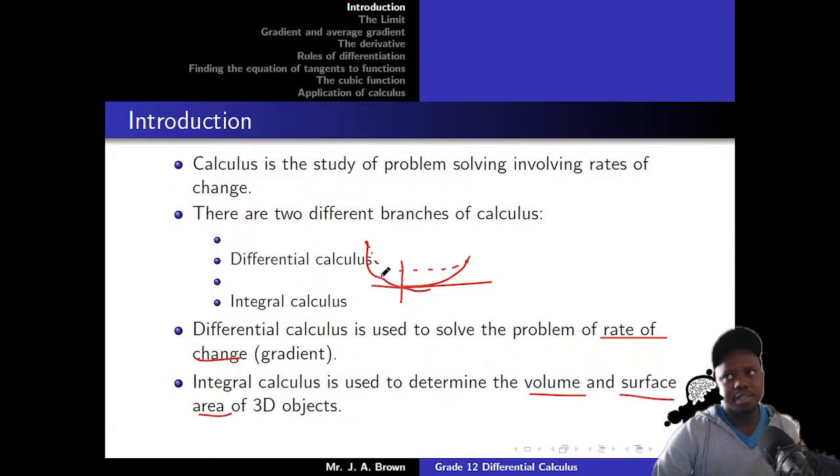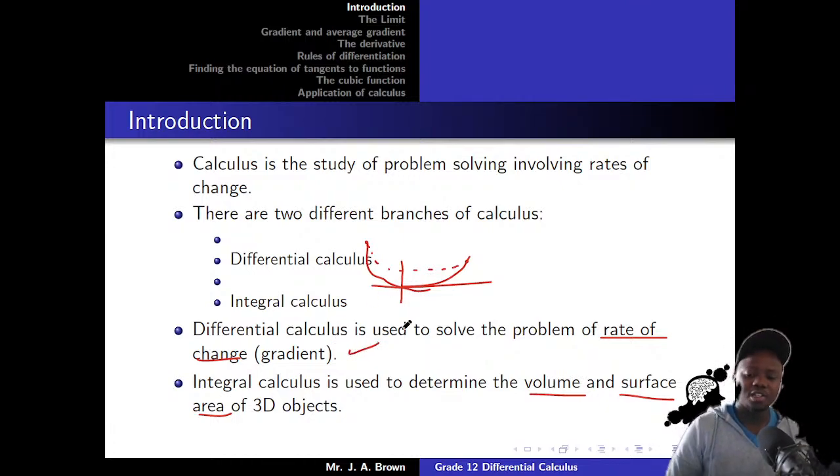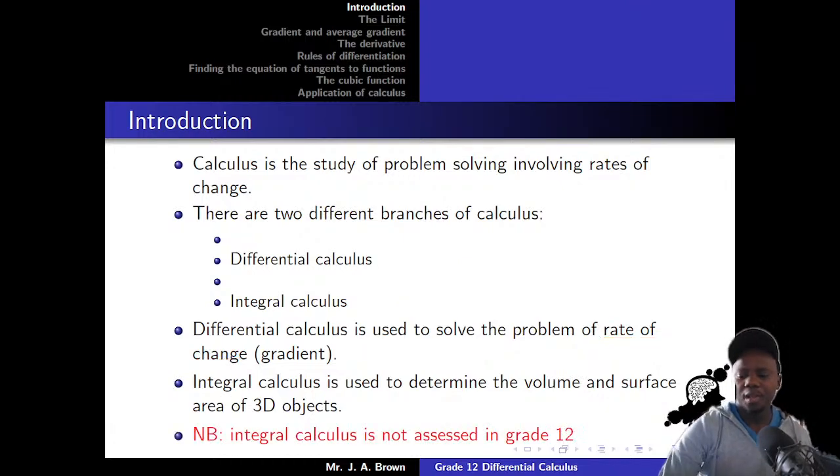Fortunately for you, or should I say unfortunately for you, integral calculus is not assessed in high school. In high school, you're only doing differential calculus, the gradient of the tangent. Integral calculus, as I've mentioned before, is for those of you who will go into depth in calculus, should you decide to consider studying computer science or engineering. So, as I've mentioned, integral calculus is not in a grade 12 syllabus, so we don't have to worry about the complexities and intricacies of having to calculate the volume of 3D surfaces.